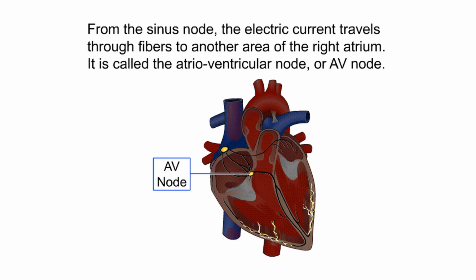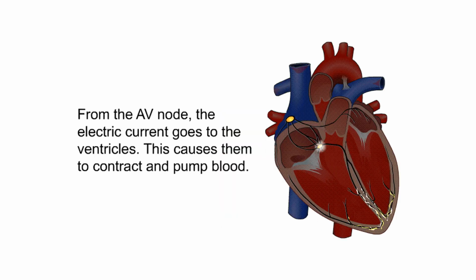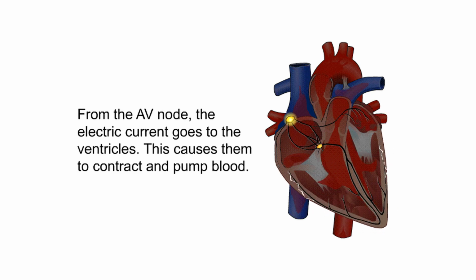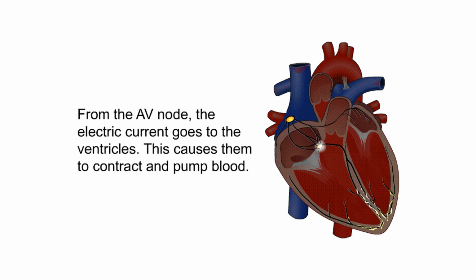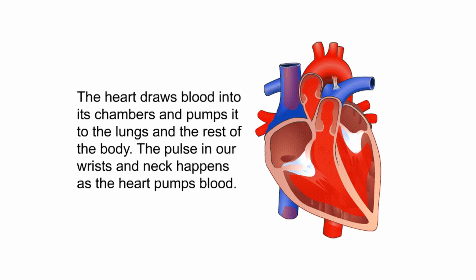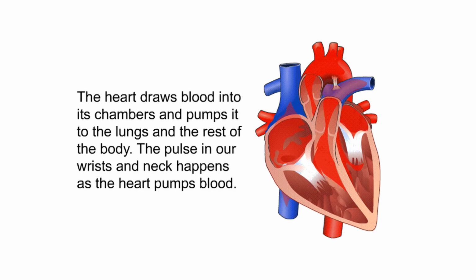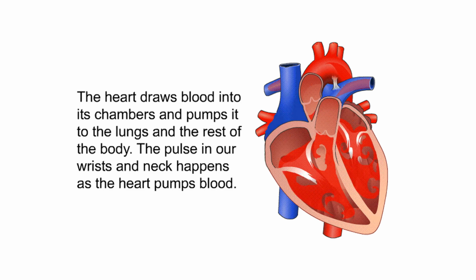From the sinus node, the electric current travels through fibers to another area of the right atrium. It is called the atrioventricular node or AV node. From the AV node, the electric current goes to the ventricles. This causes them to contract and pump blood. The heart draws blood into its chambers and pumps it to the lungs and the rest of the body. The pulse in our wrists and neck happens as the heart pumps blood.